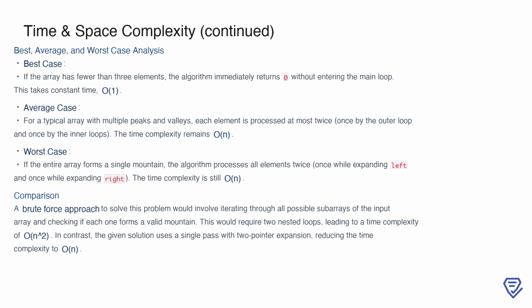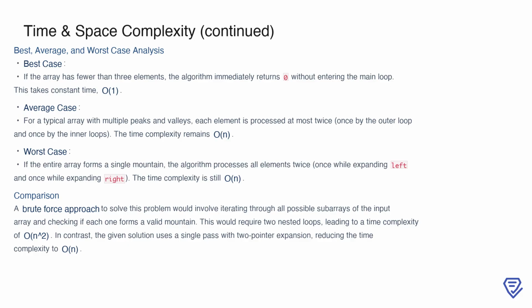Now let's look at the best, average, and worst-case scenarios for the algorithm. In the best case, if the input array has fewer than 3 elements, the algorithm immediately returns 0 without any additional processing. This takes constant time, or O(1). In the average case, for an array with multiple peaks and valleys, the algorithm ensures that each element is processed at most twice, once by the outer loop and once during the inner expansion loops. This keeps the time complexity at O(n).